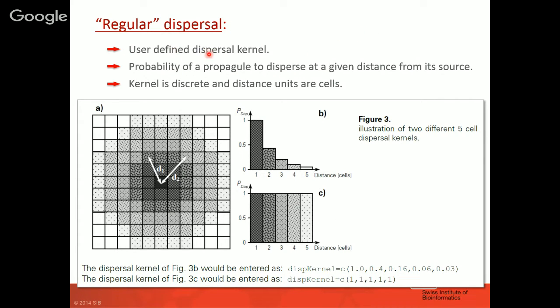This is entered via a dispersal kernel, that's a user input, and basically it gives the probability of a propagule to disperse to a given distance from its source. As you can see here, there are two examples of dispersal kernels. Basically the kernel is discrete and the distance units are cells. So here you would have a 100% probability that the species disperses to a distance of one cell. You have a 0.4 probability that it disperses to a distance of two cells, and so on.